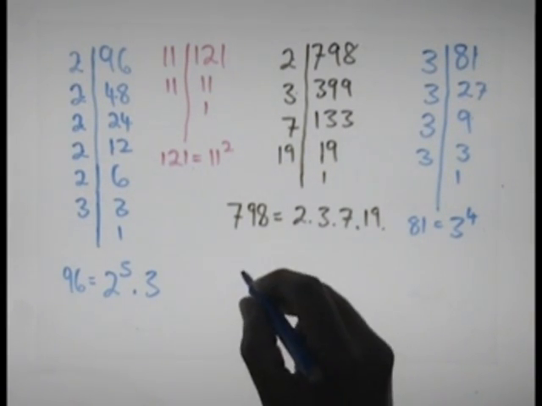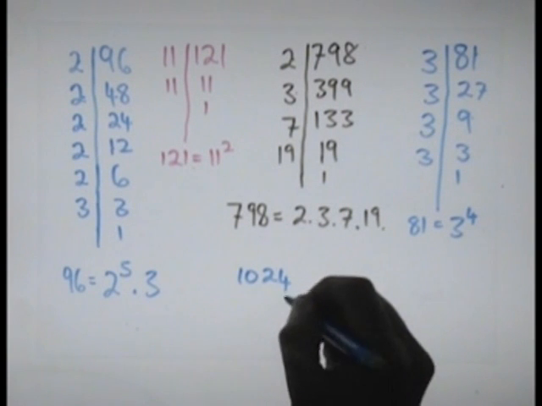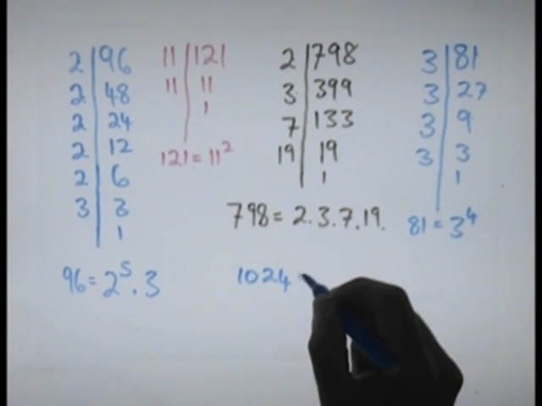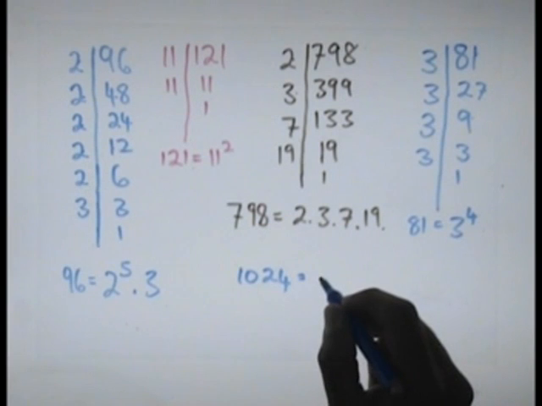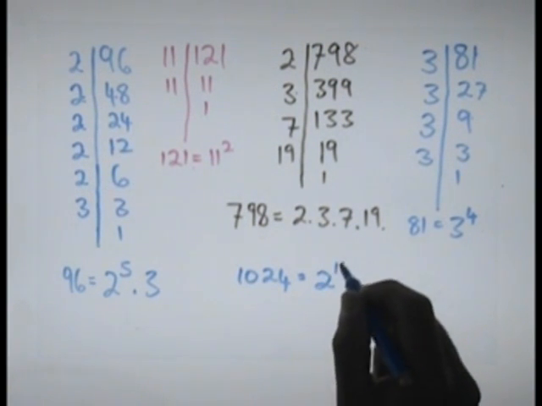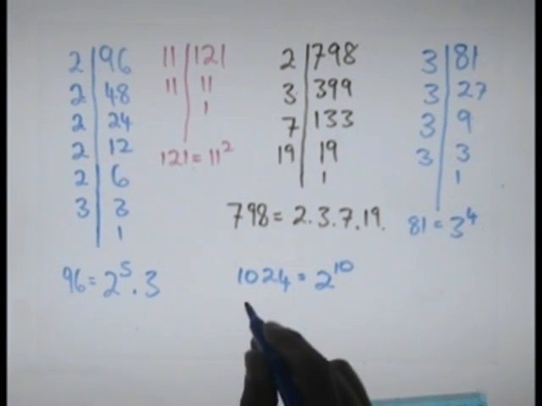Now the next number that I gave you to do, I'm not going to do it using the ladder method. You can use the ladder method for it, and I want you to see that you get to an answer of 2 to the power 10.